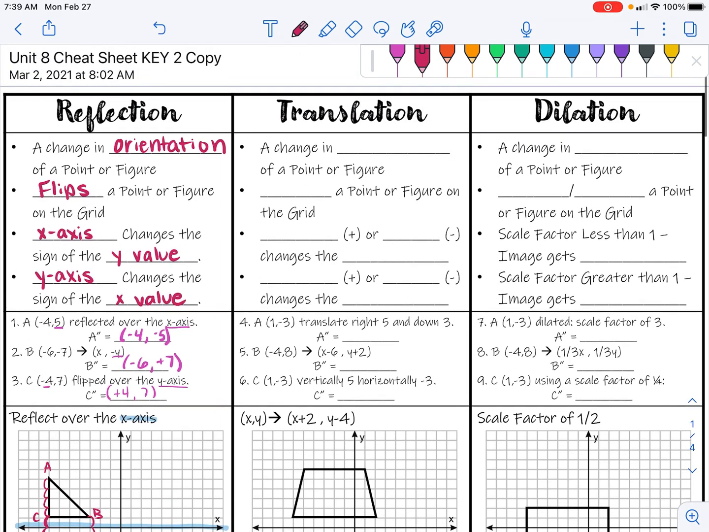Now we can go ahead and start talking about our translations. Our translations are a change in position. So our shape is going to be oriented the same way, it's just in a different physical location. This is going to slide the point or figure over the grid.